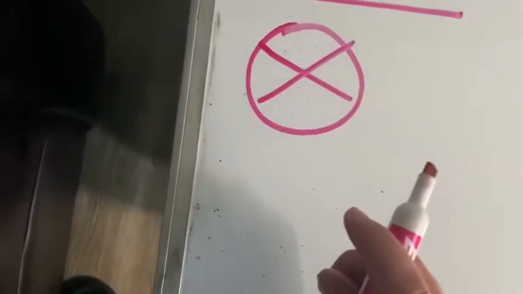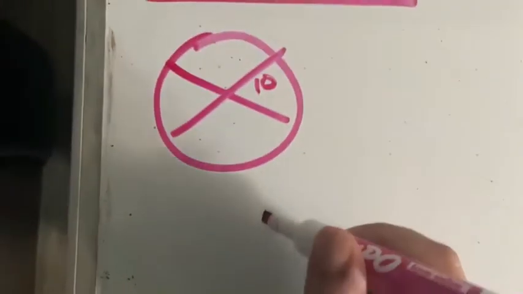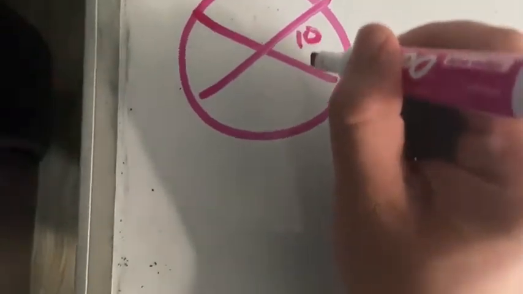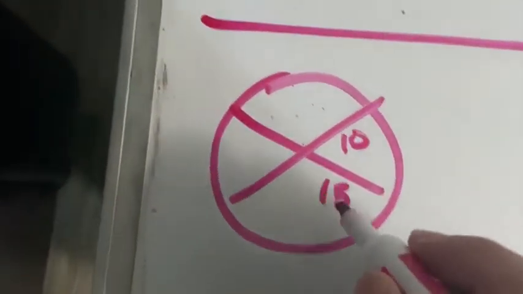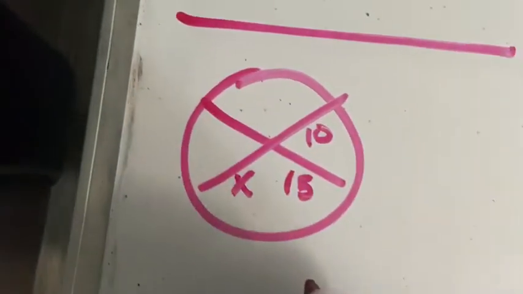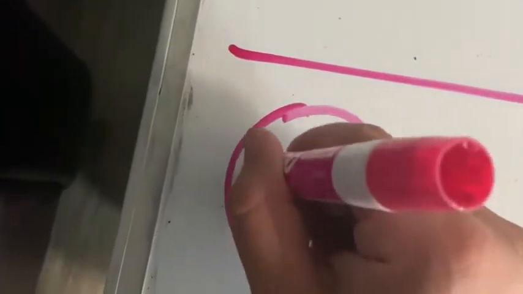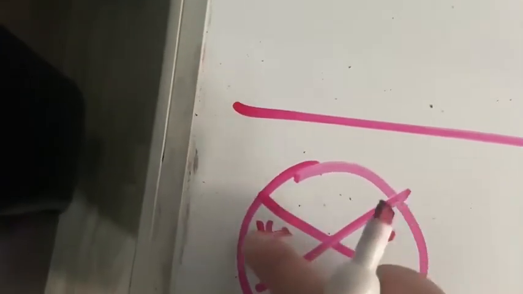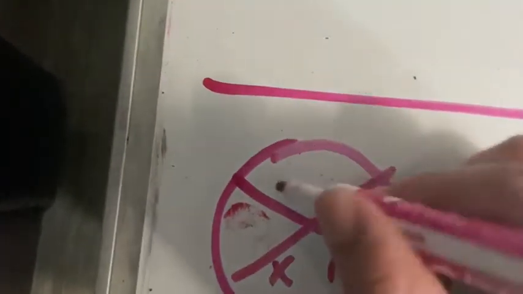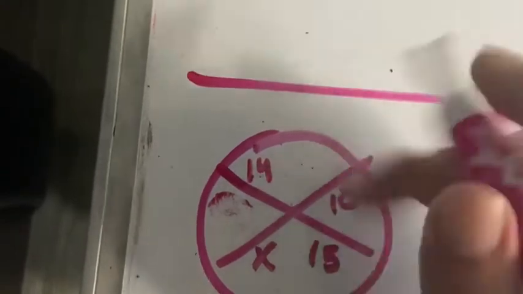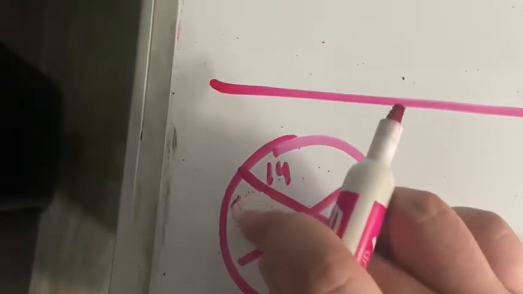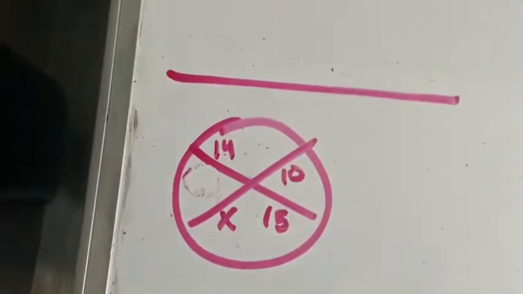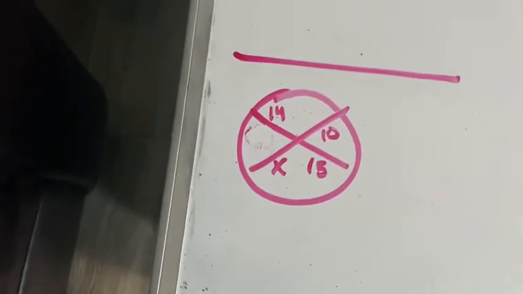Okay. Let's say this is 10. This is 15. We'll say this is X. And this is 14. Let me try to draw that a little smaller. Let's say this is 14. There we go. Okay, so that's our example problem, okay?